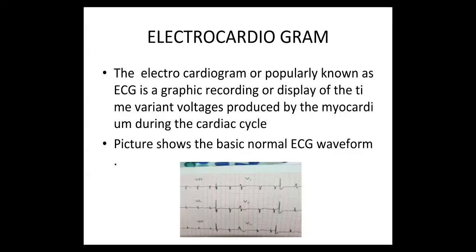Electrocardiogram. The electrocardiogram, or popularly known as ECG, is a graphic recording or display of the time-variant voltages produced by the myocardium during the cardiac cycle. The biopotentials generated by the muscles of the heart result in the electrocardiogram, abbreviated ECG. To understand the origin of the ECG, it is necessary to have some familiarity with the anatomy of the heart. The picture shows the basic normal ECG waveform.